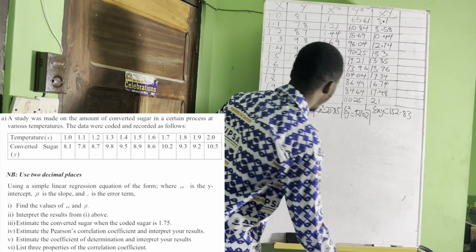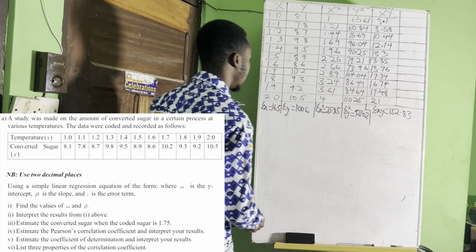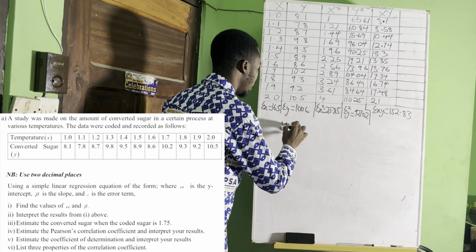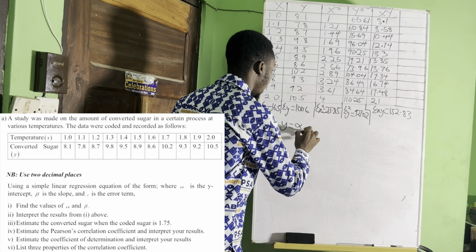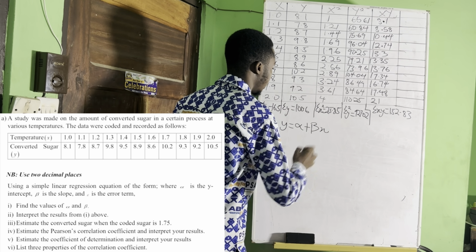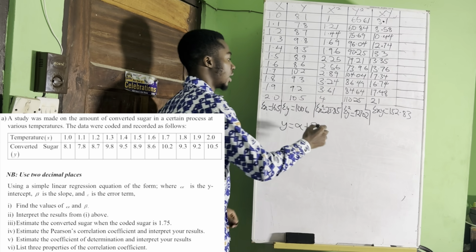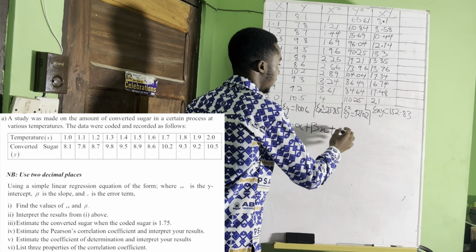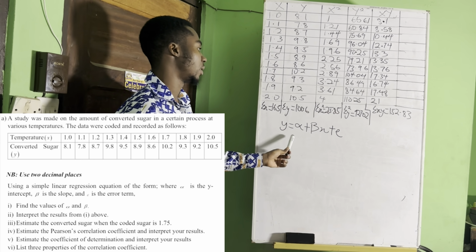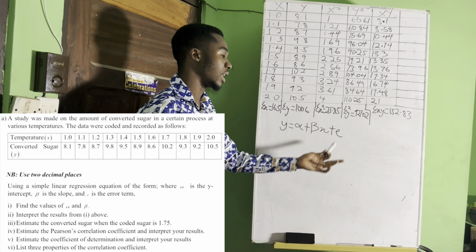And the general formula for a linear regression is, let me write it here: y is equal to alpha plus beta x. You get it? You can add your error term, but for this one they wouldn't usually give you any error term. So you can just leave it as alpha plus beta x. You get it? So you can add plus e.